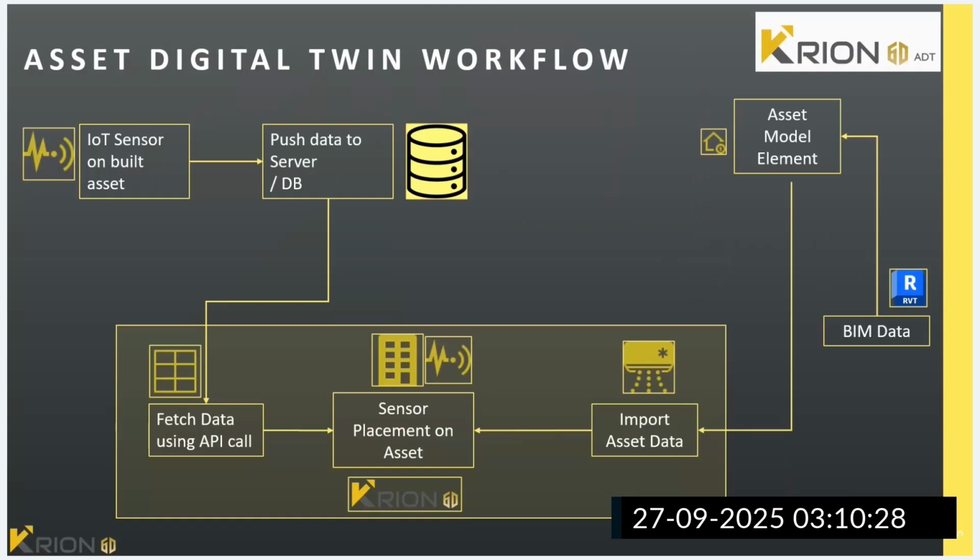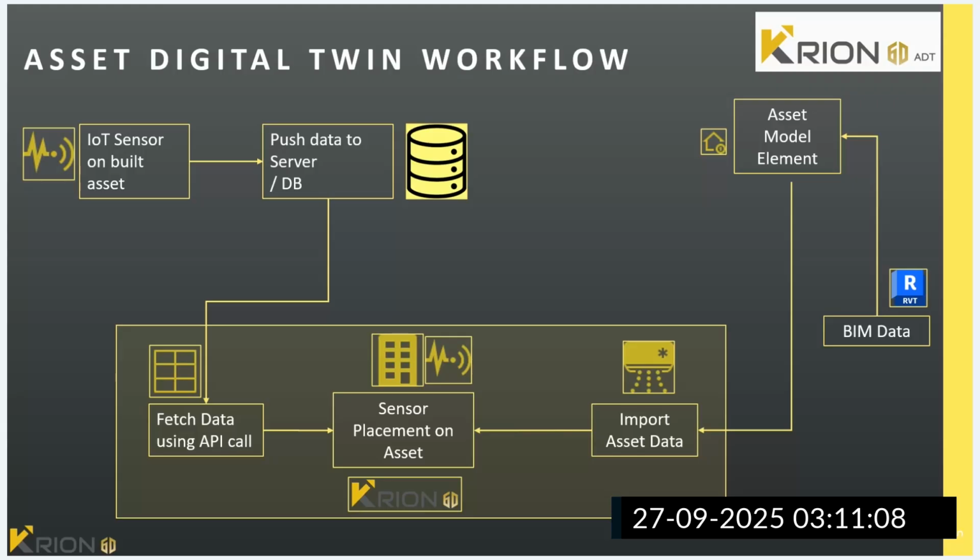To give a holistic view of the workflow that the asset digital twin operates with, we have the IoT sensors placed on different assets, the real-time built assets. The IoT sensors are capturing data on a real-time basis. Then this data is pushed to a server or a database where all the values are stored against time, which we refer to as time series databases. So all the data from the asset is pushed onto a database where it is stored.